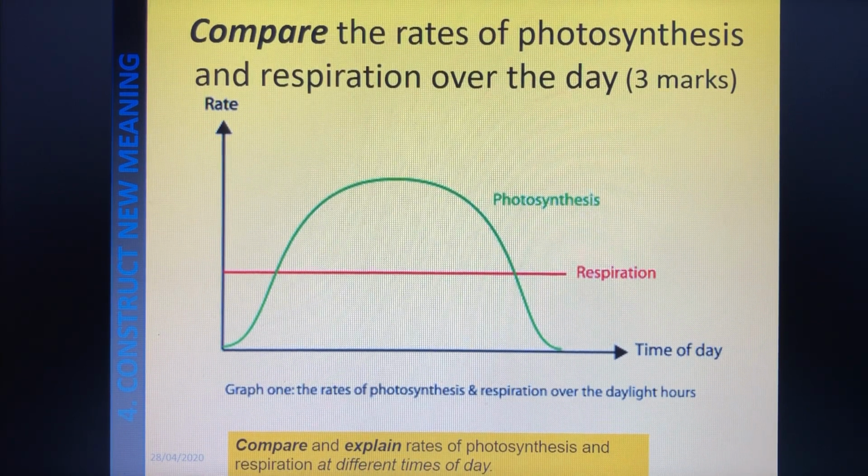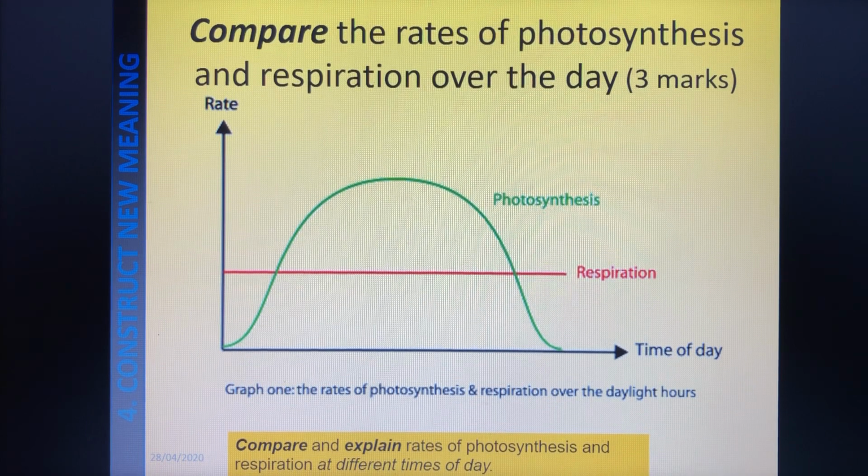This is a plant, and we can see that we've got this constant, unchanging rate of respiration. Okay, the red line stays constant, so it doesn't matter if it's night or day, plants respire at a steady rate. And we can see that across the day, photosynthesis increases and then it decreases.